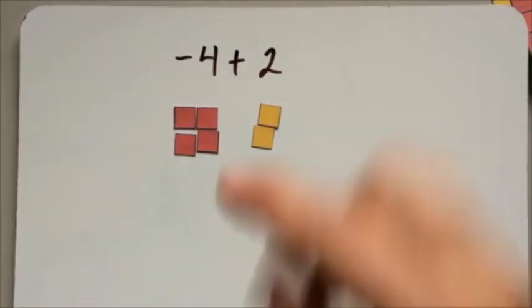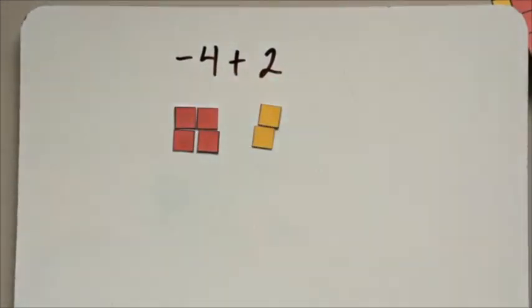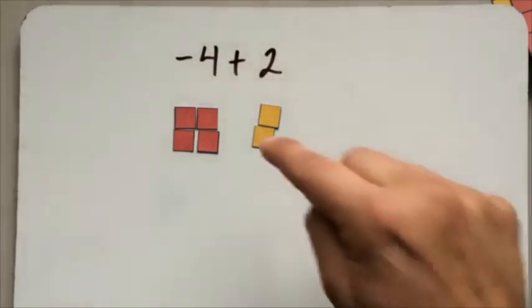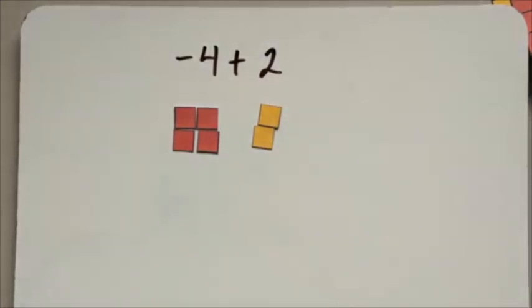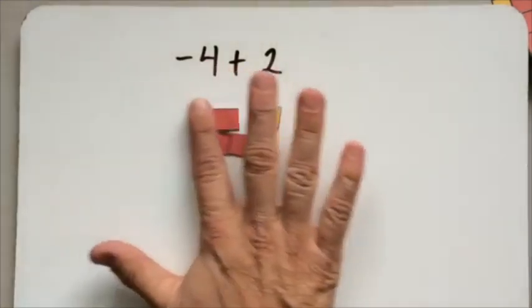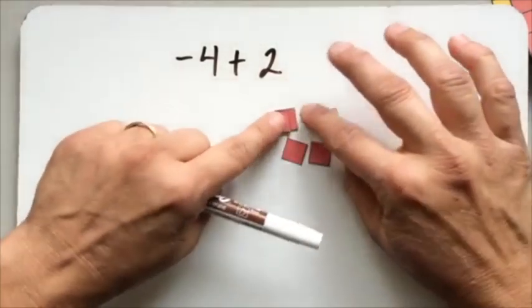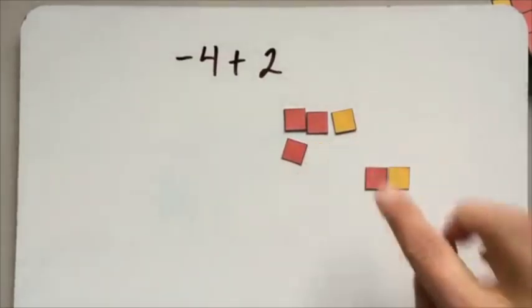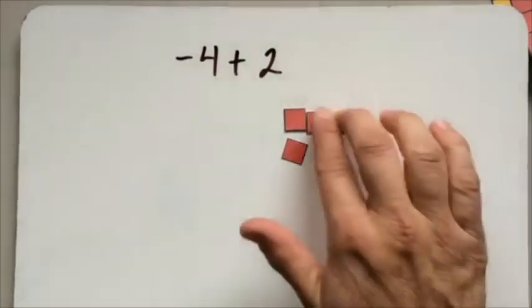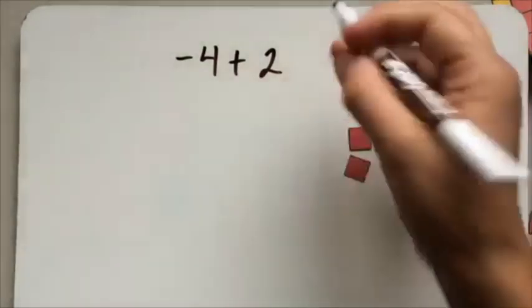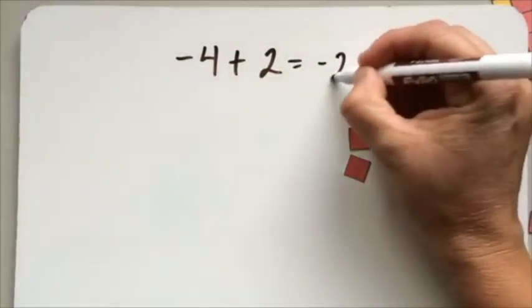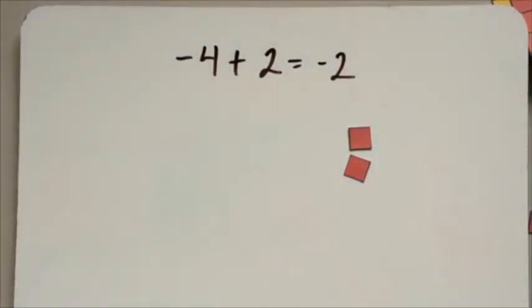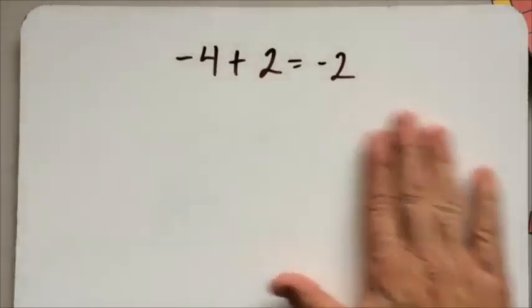Okay, so as you can see, I used 4 negative tiles for -4. I used 2 positive tiles for +2. That plus tells me that I'm combining everything together. But I've got negatives and positives. So every time I got a positive with a negative, they add up to 0. Since I'm left with red tiles, my answer is a negative answer, -2. How'd you do? Ready to do another one?